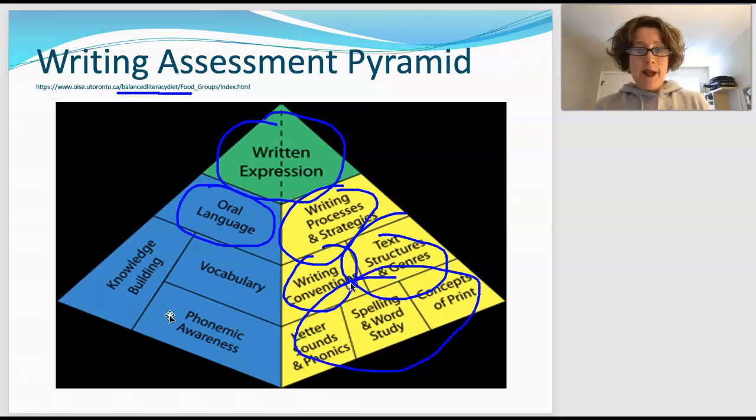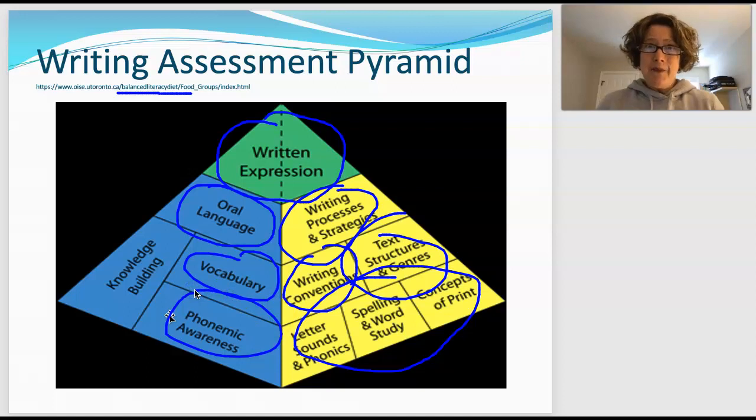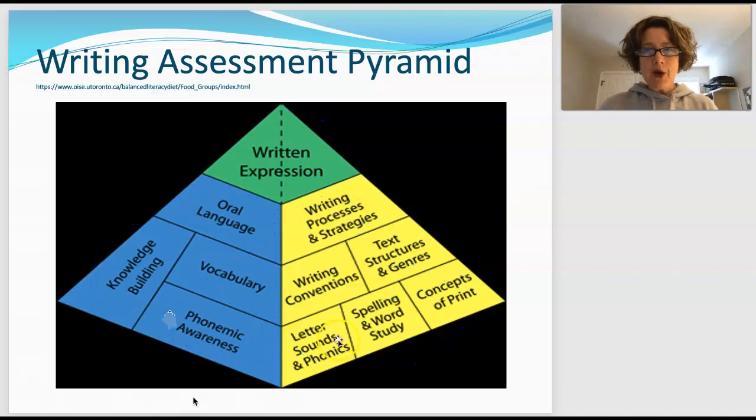Again, all of the spelling, concepts of print, vocab, phonemic awareness, being able to know that there are letter sounds, and of course, knowledge building in here. So again, keep these pyramids in mind as you're thinking about assessment, because these are the core of what you want to assess and ultimately what you want to teach the students. Okay, so here we go.